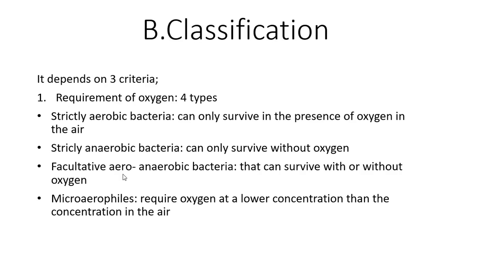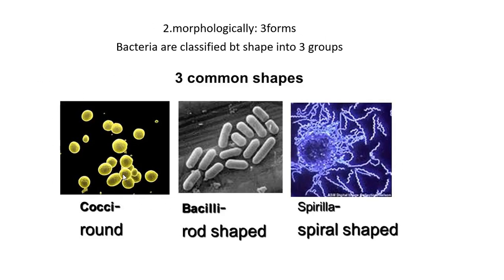The microaerophiles are those that require oxygen at a lower concentration than the concentration found in air, as its name says: micro, which means little, and aerophiles, which comes from lovers of oxygen, but only in a little concentration. So the second criteria to classify bacteria is based on their morphology.